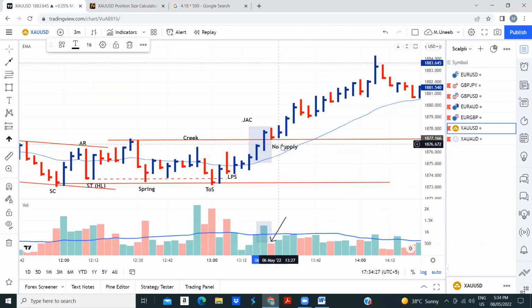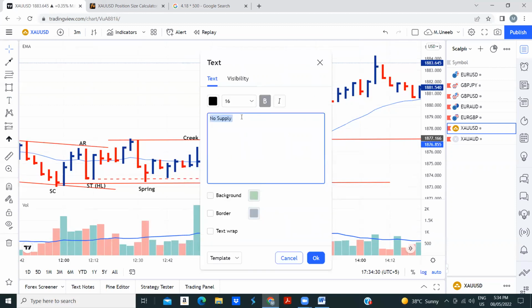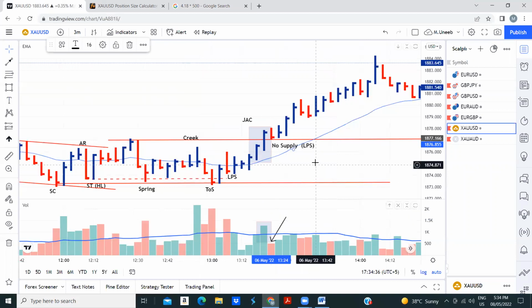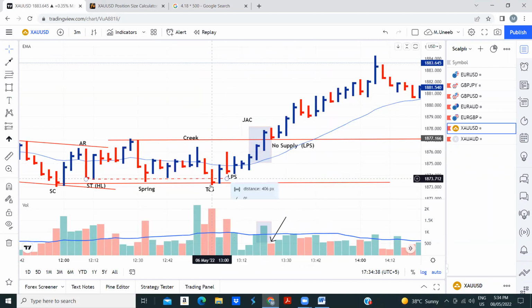So this is no supply. This no supply is actually our entry point, and we call it LPS, last point of support. This is LPS number 1. You can take your position here. Your first position you can take over here. Second position over here. Third position you can buy over here. Fourth position you can buy over here. Got it?